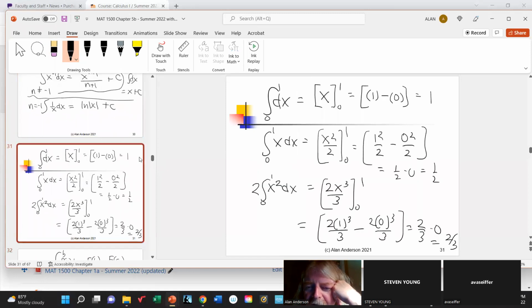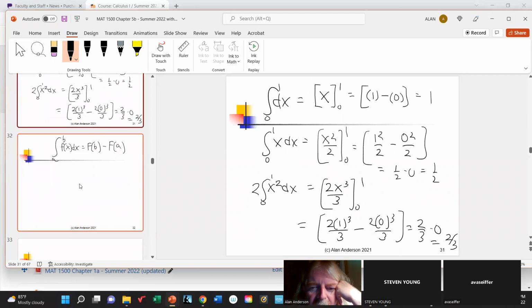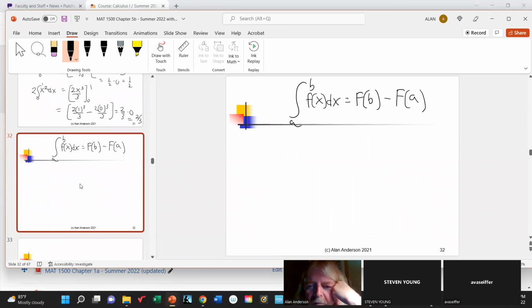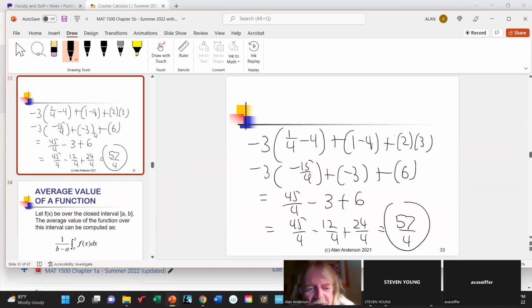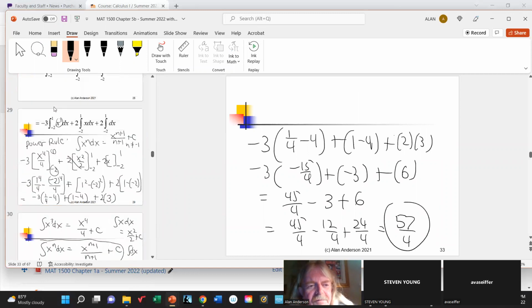Okay, so this is how it's actually done in practice. You've got whatever the integral or antiderivative is, you're evaluating it at the two endpoints here, and you're subtracting one from the other. And this is how you get your final result. So anyway, here I went ahead and actually did that, and we ended up with 57/4 for this area under the curve.